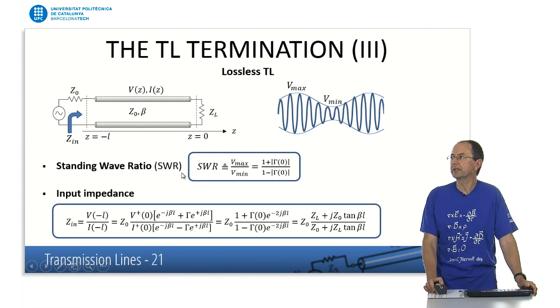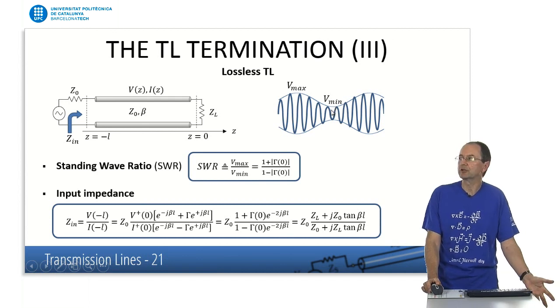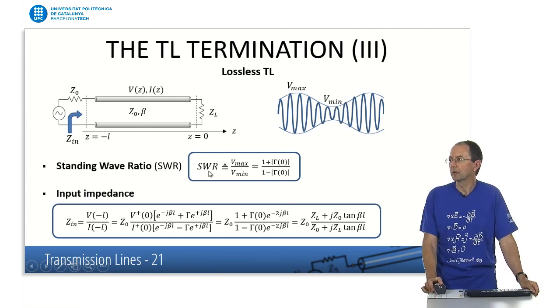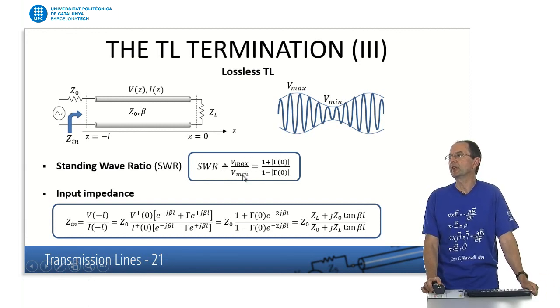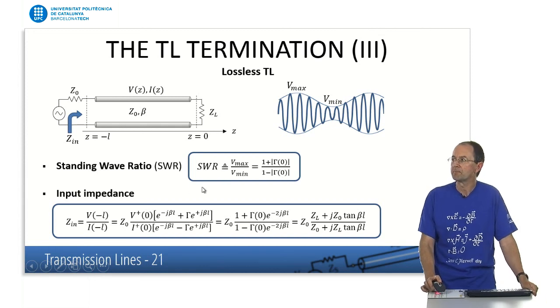And we can define a standing wave ratio parameter, which is the ratio between the maximum and the minimum. So for a no reflection case, this parameter will be just 1, because there's no maximum, no minimum, they're both the same. But when we have a strong reflection, there will be a strong discrepancy between these two values, and then this parameter will be much higher than 1.